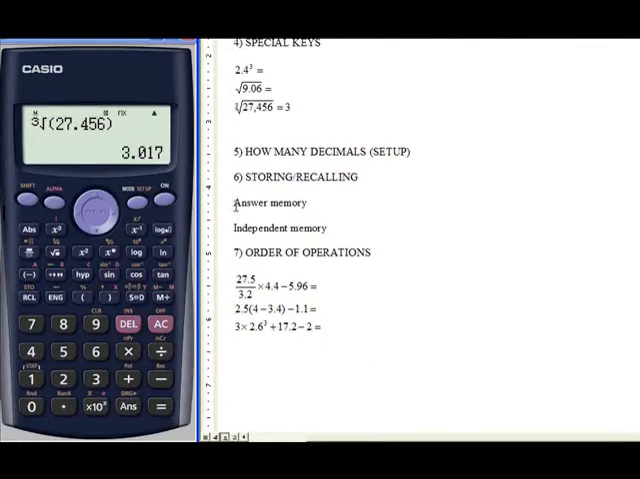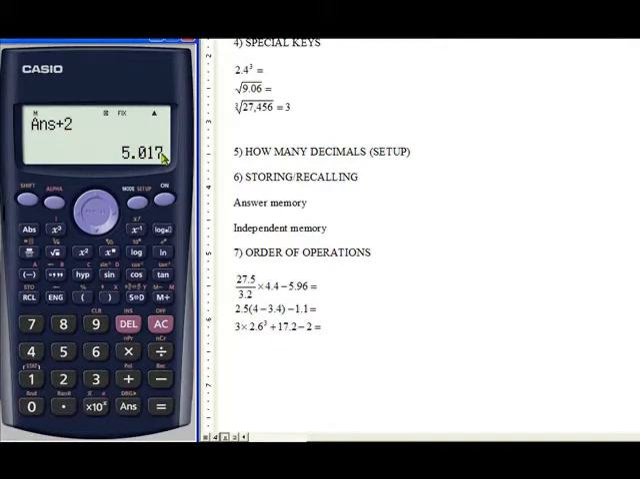Let's look at the answer memory. Now watch. I have this 3.017. If I want to add 2 to it, for example, instead of re-entering it, I can say plus 2. Look what it did. It kept it in the memory and then added 2 to it, equals. Do you see that?